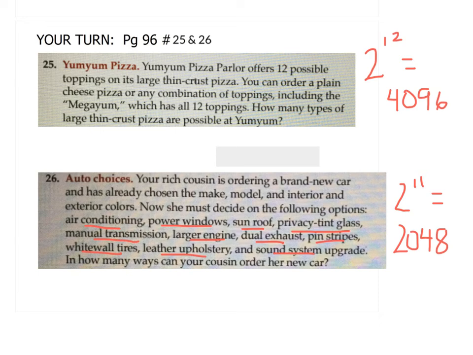Okay, check your answers with what I got. For number 25, there's 12 toppings total, so you'd want to do 2 to the 12th power, which equals 4,096 choices. And then number 26, if you count through those options, there's 11 options, so that would be 2 to the 11th power, which equals 2,048.